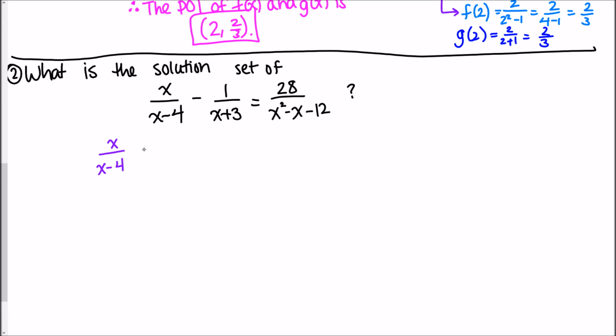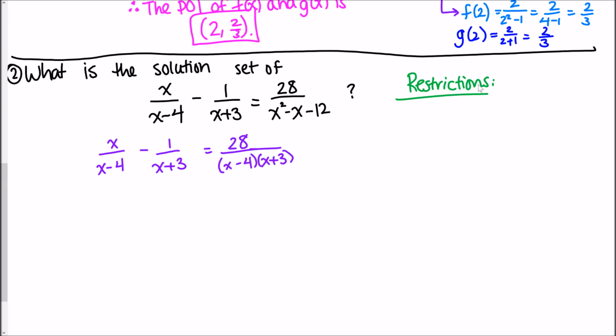So I've got x over x minus 4 minus 1 over x plus 3 equals 28 over, so I'm going to factor this x squared minus x minus 12. And when I factor it, it'll be x minus 4 times x plus 3. Okay? So now I want to figure out what my restrictions are. So for my restrictions, remember it's just where we'll have some undefined fractions.